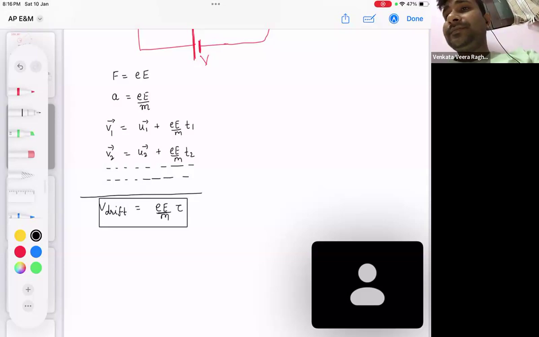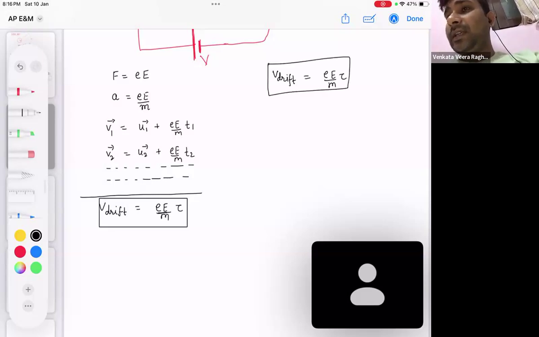So what is the drift velocity of an electron in a conductor? It is e by m into tau E. Clear? This is called drift velocity. e is the charge of the electron. Next, m is the mass of the electron.